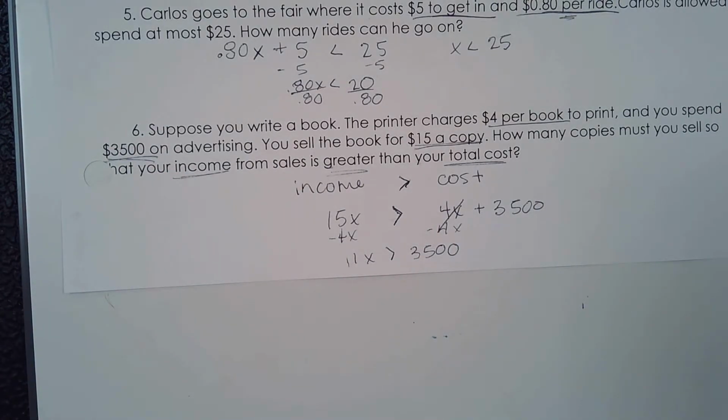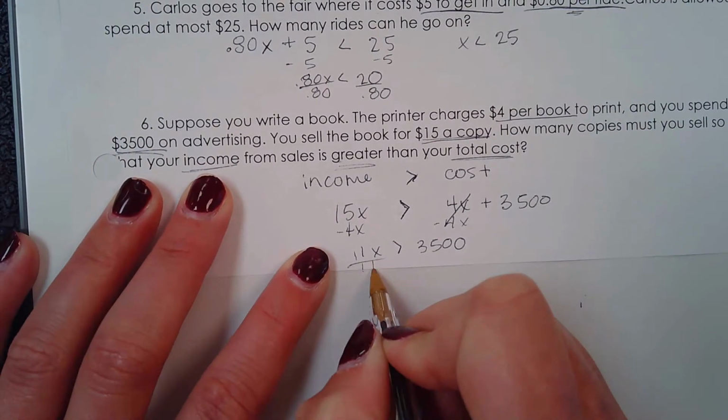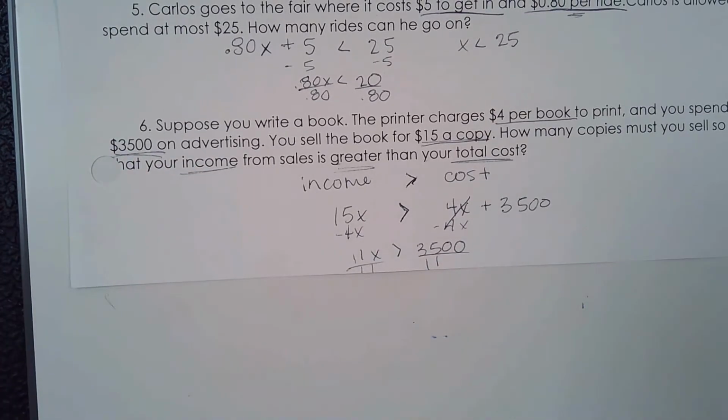Ashton, what do we do from there? We've got 11x is greater than 3,500. So we're dividing by 11. So 3,500 divided by 11. Y'all let me know what you get. Oh, we got decimal again. So what'd y'all get?